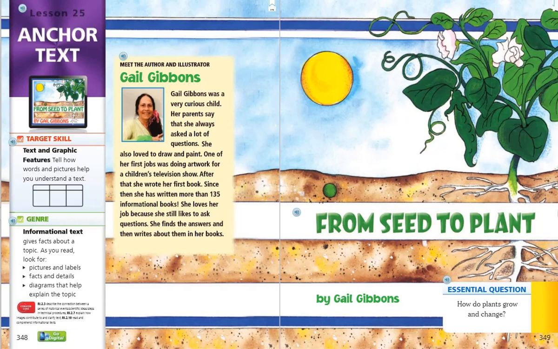Gail Gibbons was a very curious child. Her parents say that she always asked a lot of questions. She also loved to draw and paint. One of her first jobs was doing artwork for a children's television show. After that, she wrote her first book.